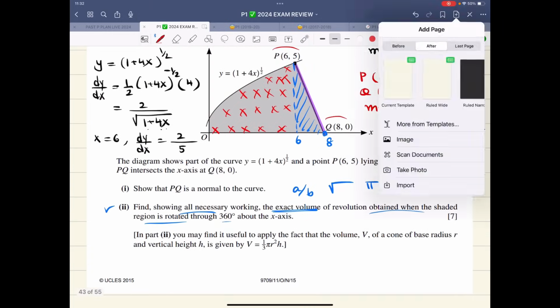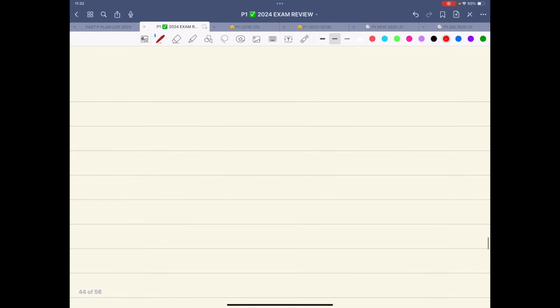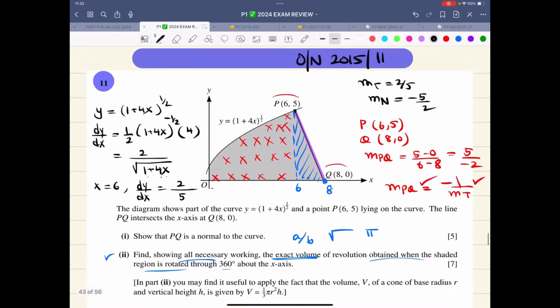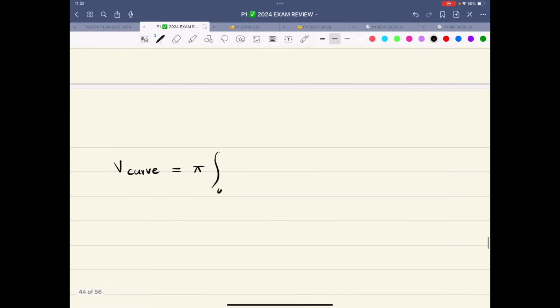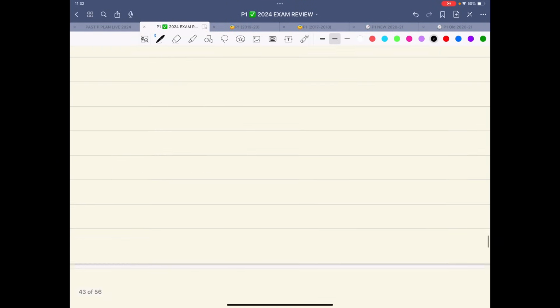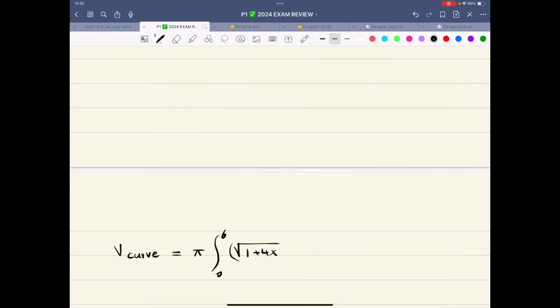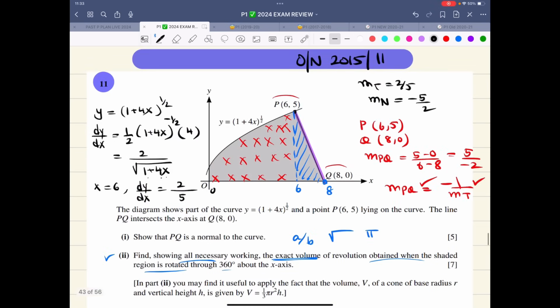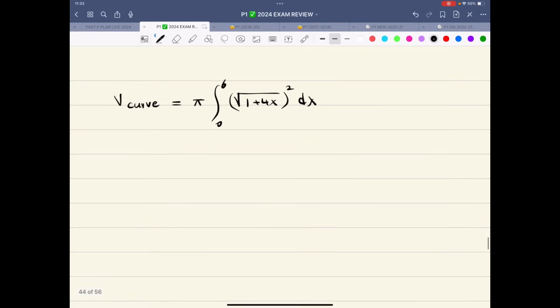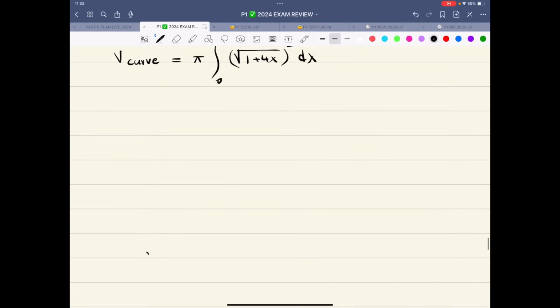So let me add a page over here. First of all, we will write volume under the curve. That is pi. What are the limits? The limits are 0 and 6. It's around the x-axis, so the limits are on the x-axis, and the equation is what? 1 plus 4x raised to the power of half, the square root of 1 plus 4x. Don't forget to square, and then dx. I'll just simplify it a bit. And over here, between (6, 5) and (8, 0), I have the gradient. That is negative 5 over 2. So we have the gradient of PQ, that is negative 5 over 2.